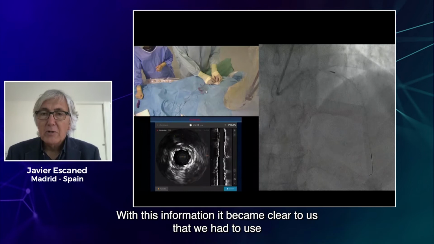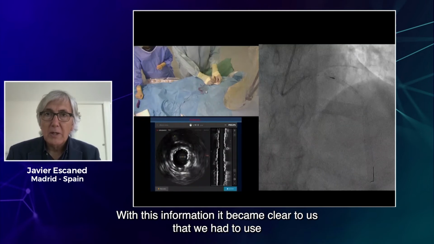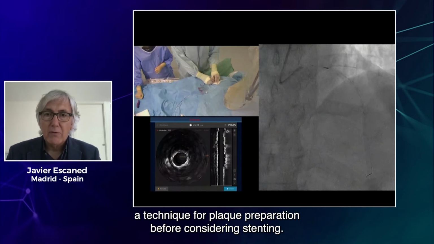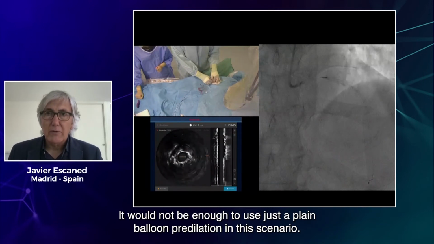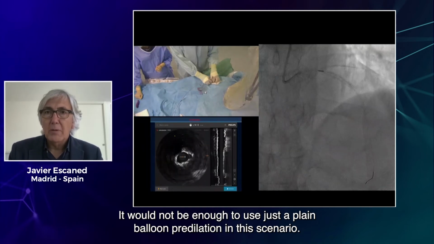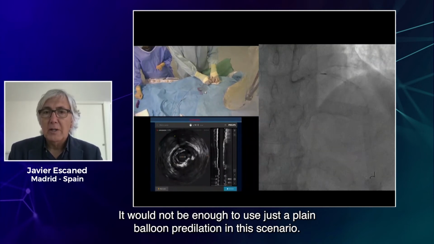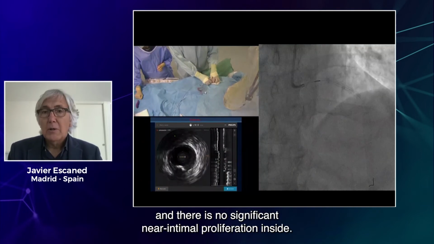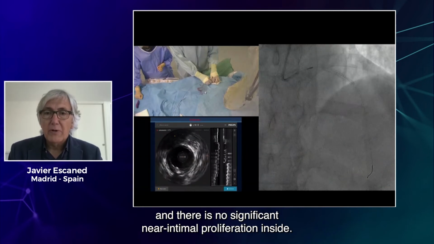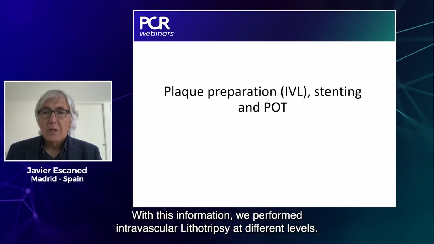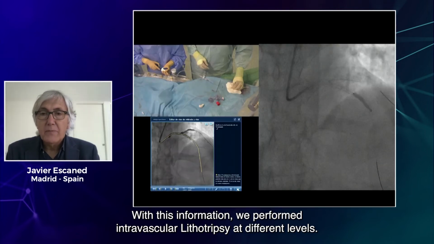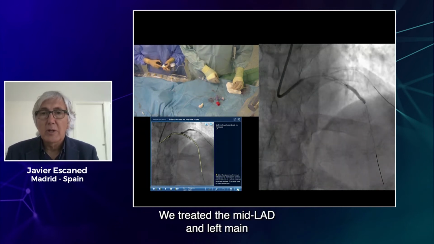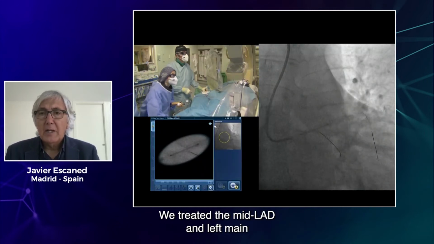And with this information, of course, it became clear to us that we had to use a technique for plaque preparation before considering stenting. It will not be enough to use just a plain balloon predilation in this scenario. But luckily, the previously implanted stent is well apposed, and there is no significant new intimal proliferation inside. So with this information, we performed the procedure at different levels. We treated the mid-LAD and the main.